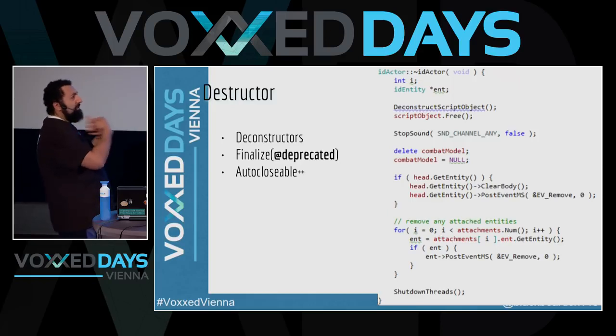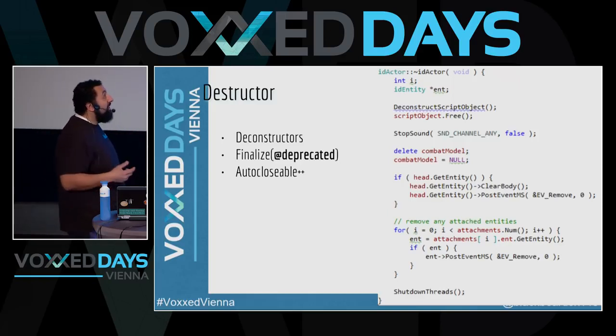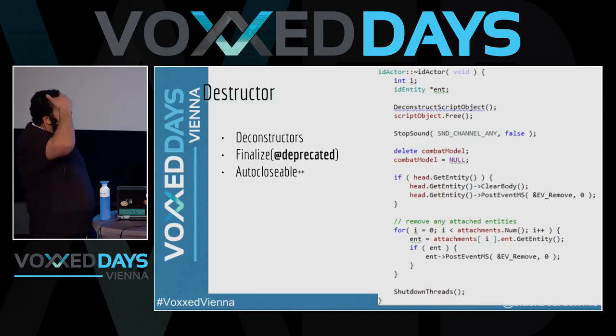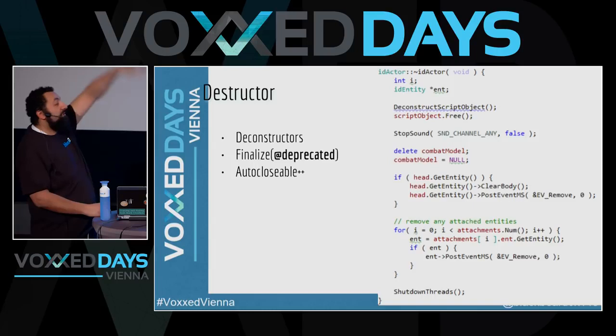Java does all this stuff for you, which is cool, until you notice that people do a lot in them. This is from the Doom engine, of course, and this is one single destructor. They do all this stuff: you shut down threads, you stop sound, and whatever.